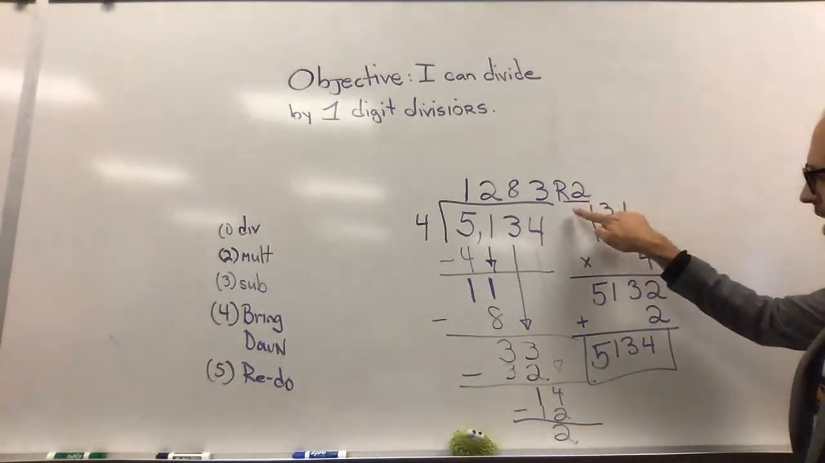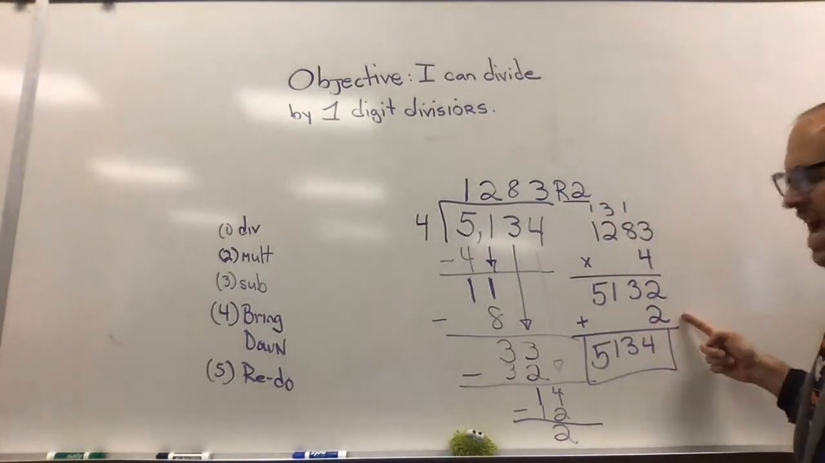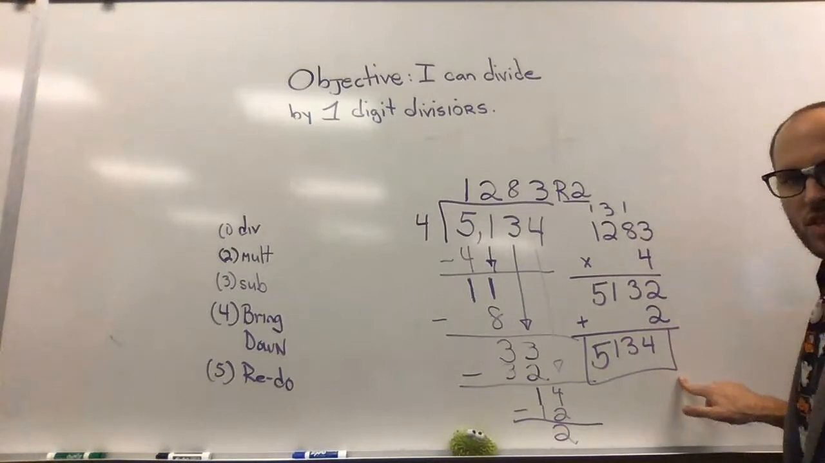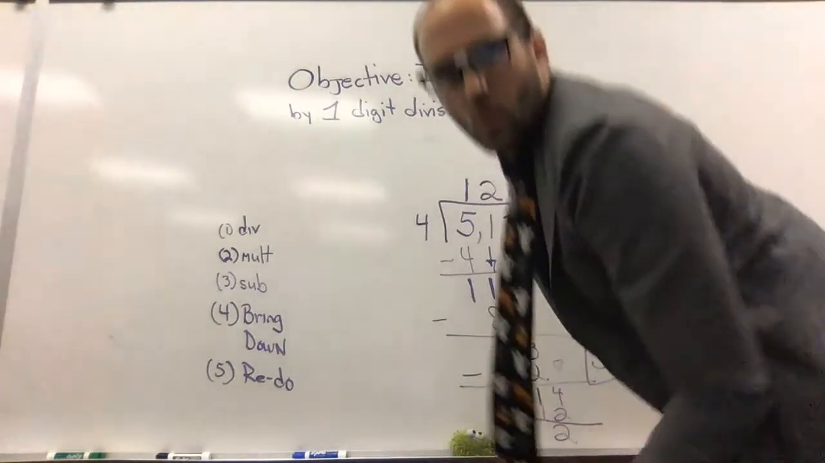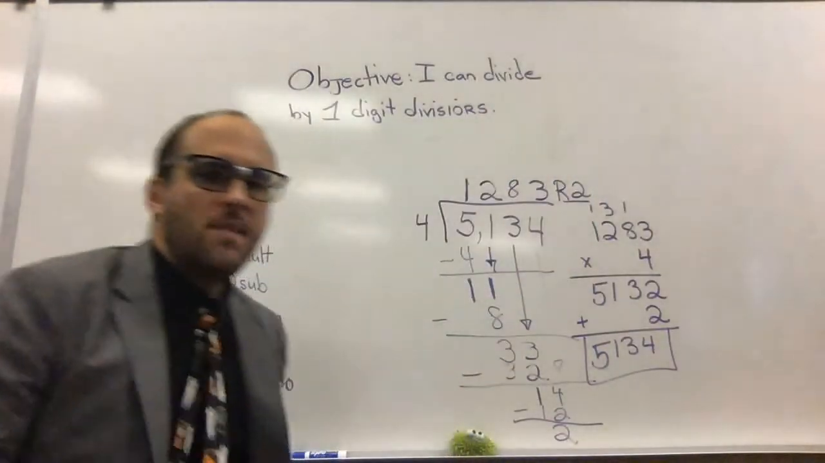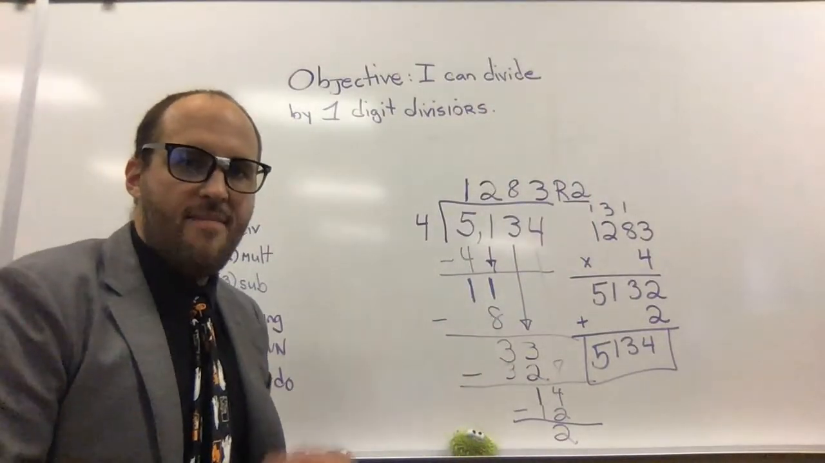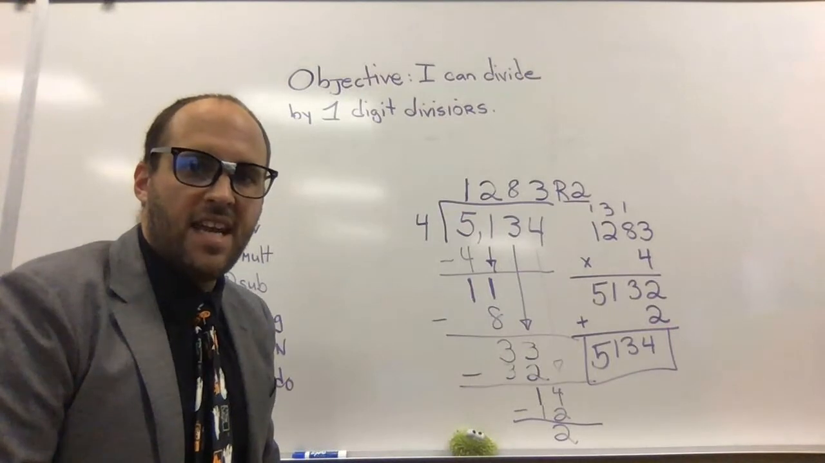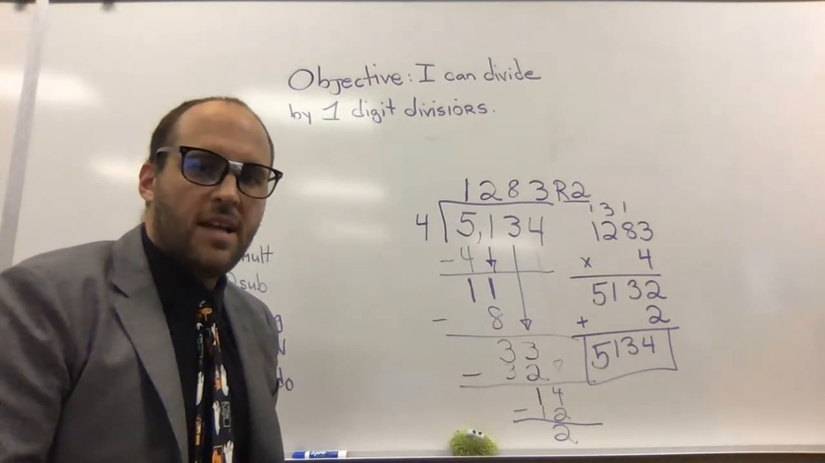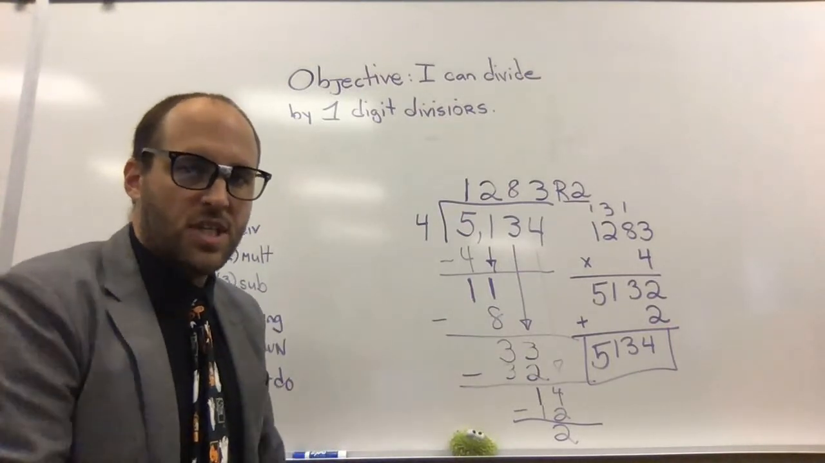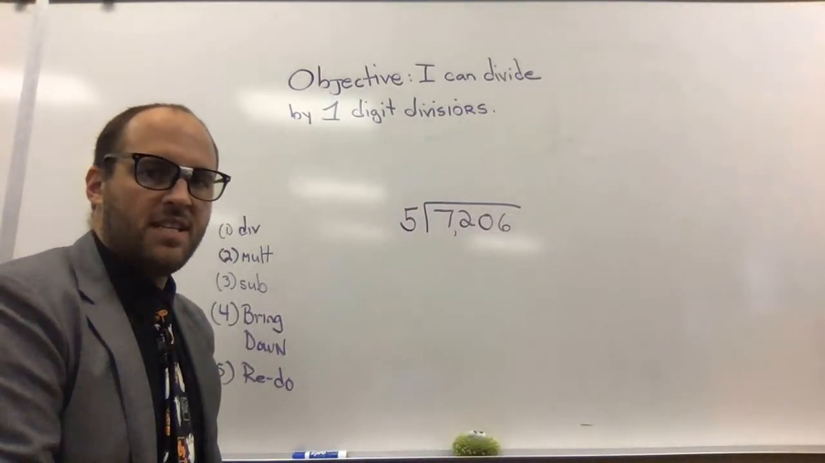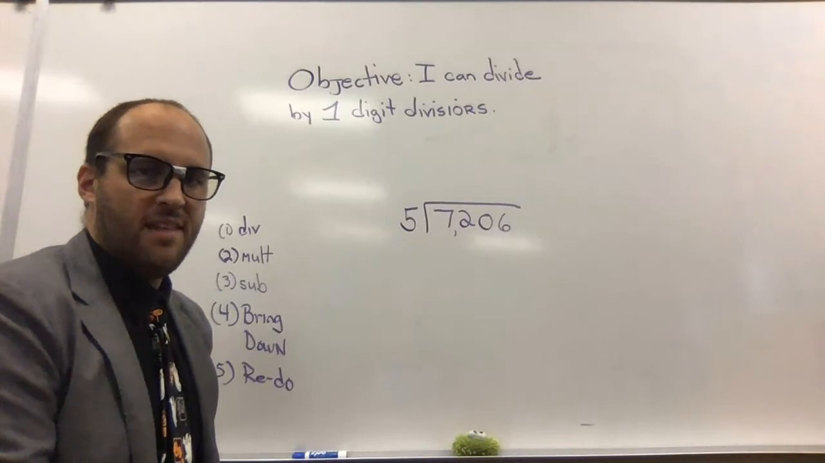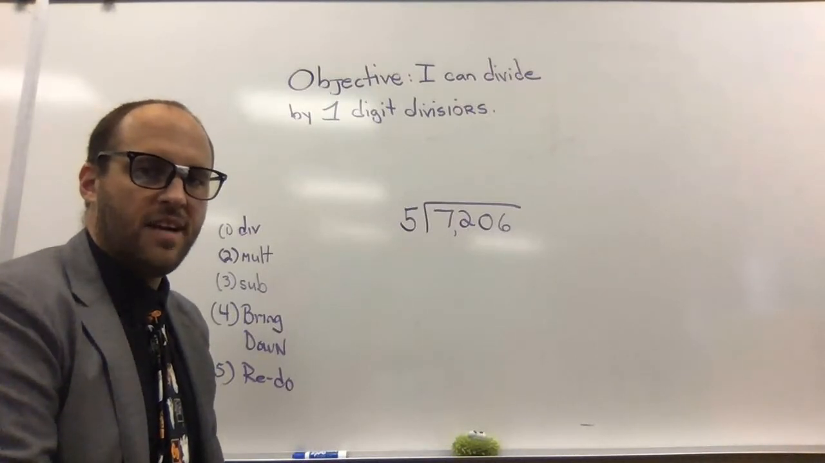So if you have a remainder when you're checking your work, remember to add it back in, because if you forget to do that, you're going to be off by a couple problems. So we're going to do one more problem like this, and then you'll have some time today in class to work on some problems, and we'll continue this work the rest of the week. All right, friends, last example for today's Mr. Pandemic lesson. We have 7,206 divided by 5.